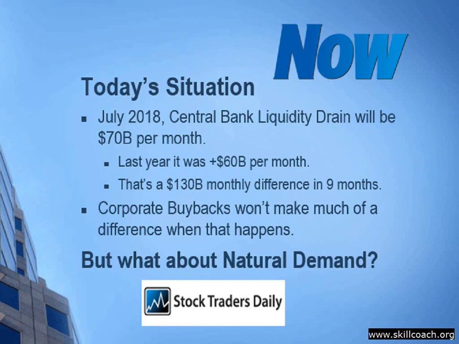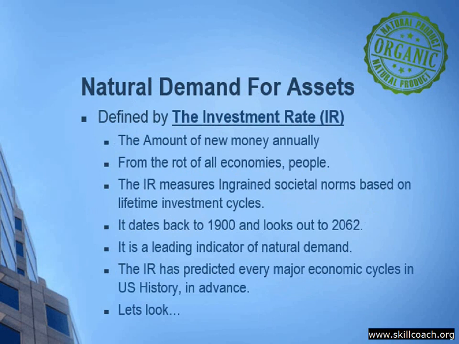But now, natural demand. Where does natural demand exist? First, natural demand is defined by the investment rate. The investment rate is a derivative demographic analysis that I created back in 2002 to identify the rate of change in the amount of new money available to be invested into the U.S. economy over extended periods of time, dating back to 1900 and looking out beyond 2062. The investment rate tells us how demand levels change using a natural observation rooted in what matters most to economies, and that's people, and the way we invest our money over time. And that, in turn, is rooted in ingrained societal norms. And if we measure that against long-term market and economic cycles, it measures up perfectly.